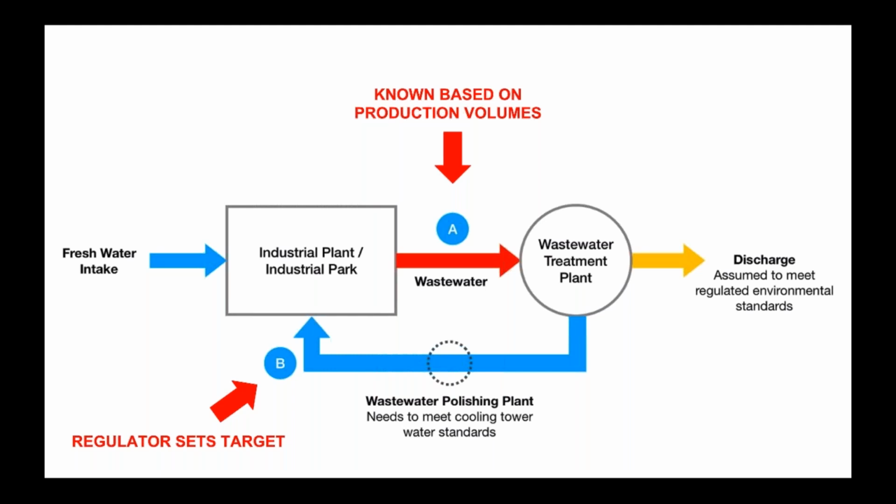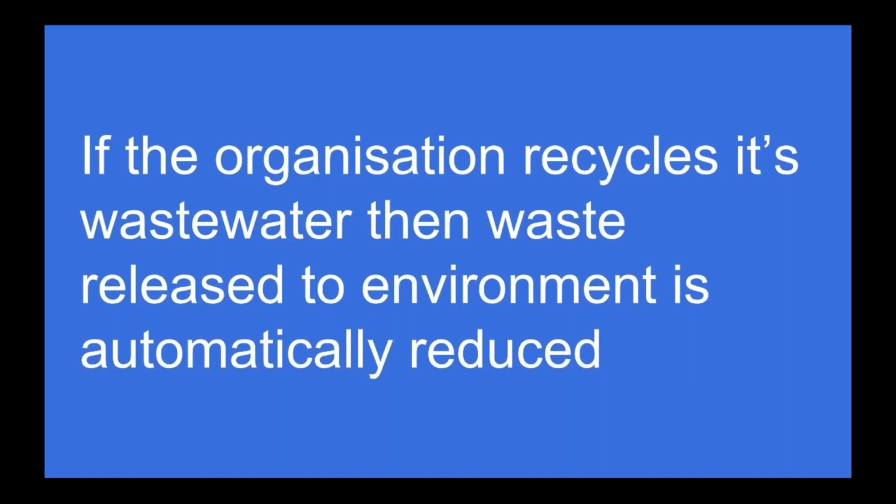Now, let's say that the organization meets this recycling target and does recycling. So we can reasonably assume that if the organization recycles its wastewater, then waste released by the organization to the environment is automatically reduced. So the amount of output waste they put into the environment and the amount of fresh water they draw from the environment is automatically reduced if the organization recycles and reuses some of its own wastewater. Now, this is an assumption we are making, but it is reasonably accurate.